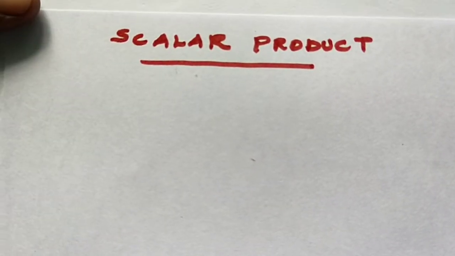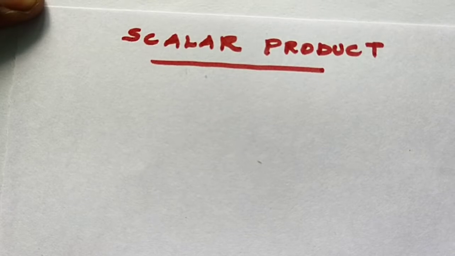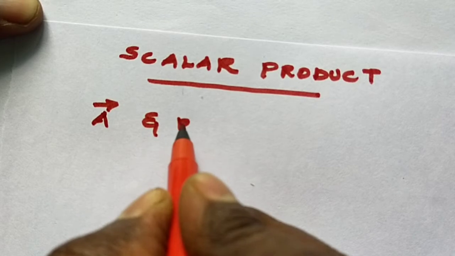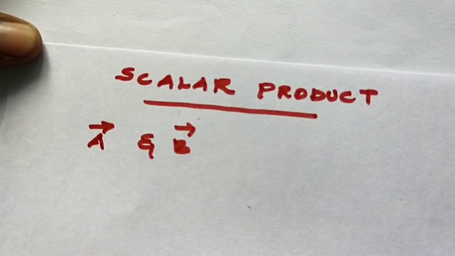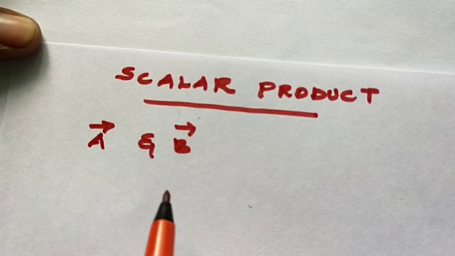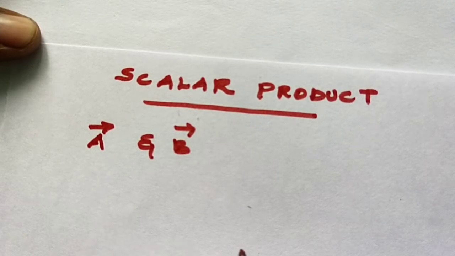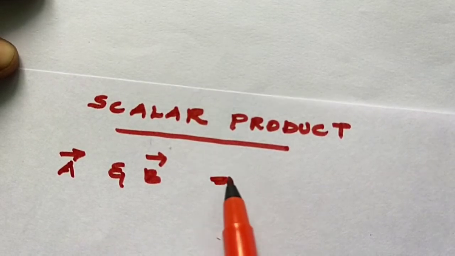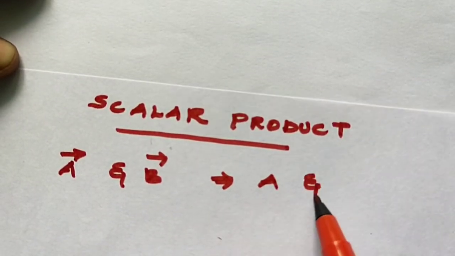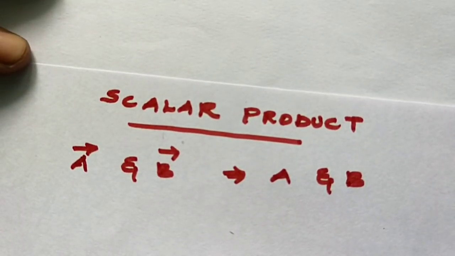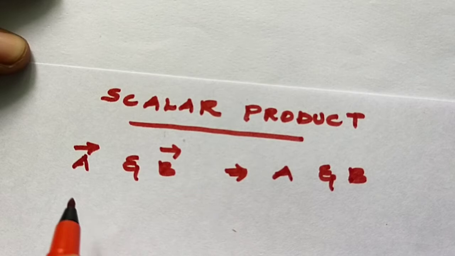Today we will discuss the topic of scalar product. We can take two vectors, vector A and vector B. The scalar product is another name for the dot product. The dot or scalar product of two vectors means the product of the magnitudes of the vectors, where the magnitudes of vectors A and B are A and B.